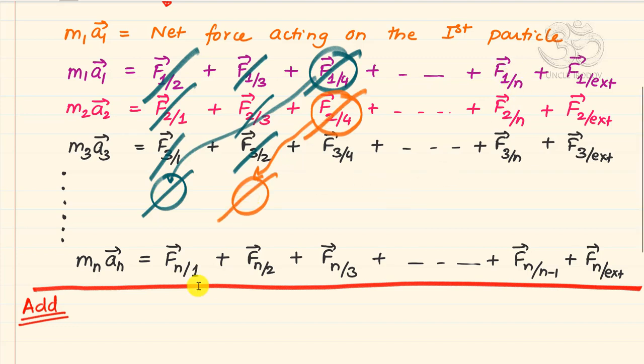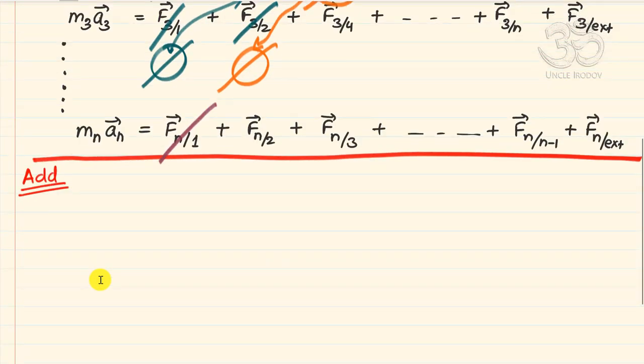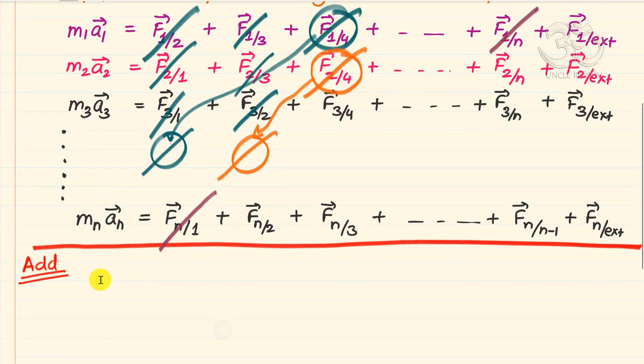You will see that F1n and Fn1 are also going to go off. So finally, what you are going to be left with in the expression on the right hand side is the sum of these external forces. So when I add up all these expressions, what I get is summation of MiAi is going to be summation of Fi external for i going from 1 to n.